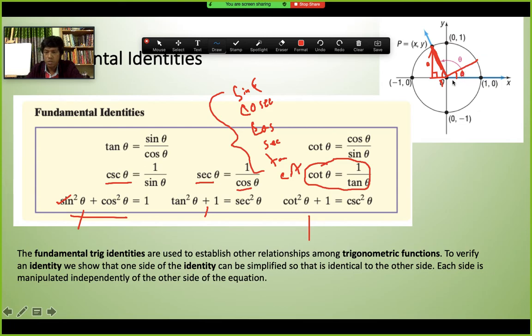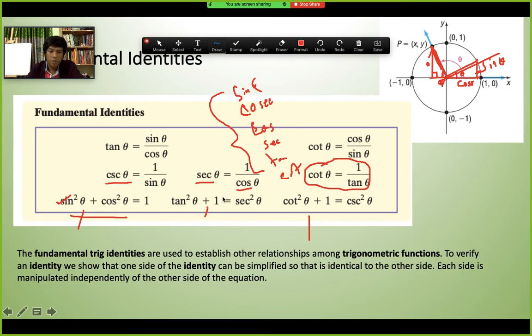So slope is rise over run. So run is cos theta, and this is sine theta. And in this case, if we give the angle theta here, then this becomes cos theta here, and this becomes sine theta here. And our slope is negative in this case for this triangle. So sine theta by cos theta, for the positive slope, we can define it this way.